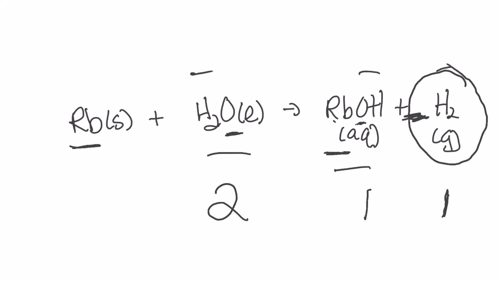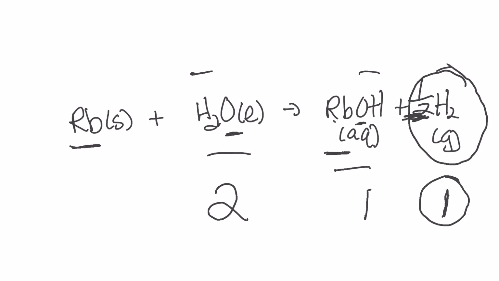So if I could multiply something by 2 to give me just 1, I would balance that. Well, what times 2 gives me 1? 1/2. So once again, I've got it balanced, but I don't want to leave it as a half. I'm going to multiply everything by 2.